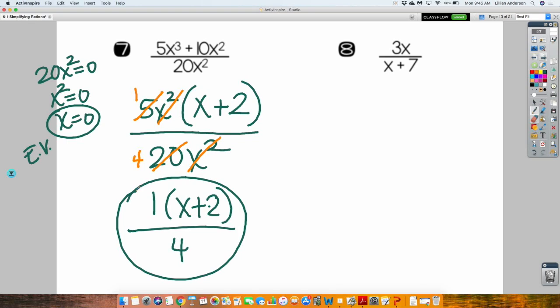Questions? Find my excluded value for number 8. Let's find the excluded value for number 8.